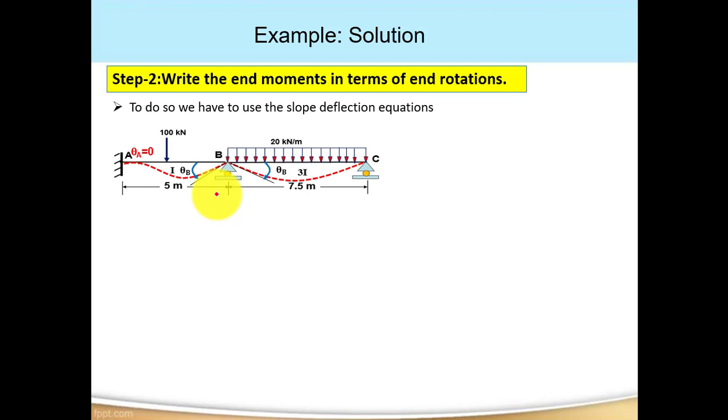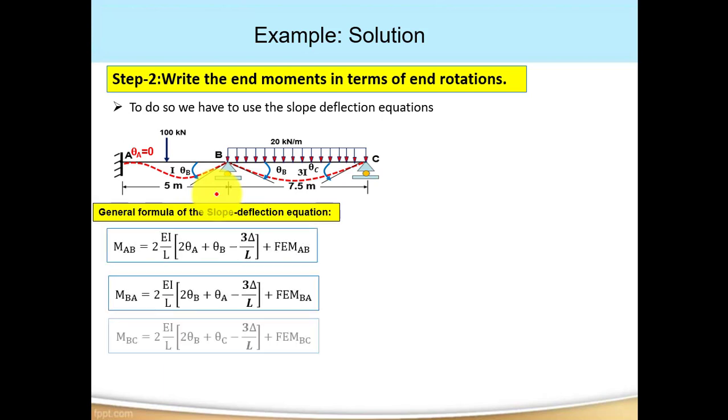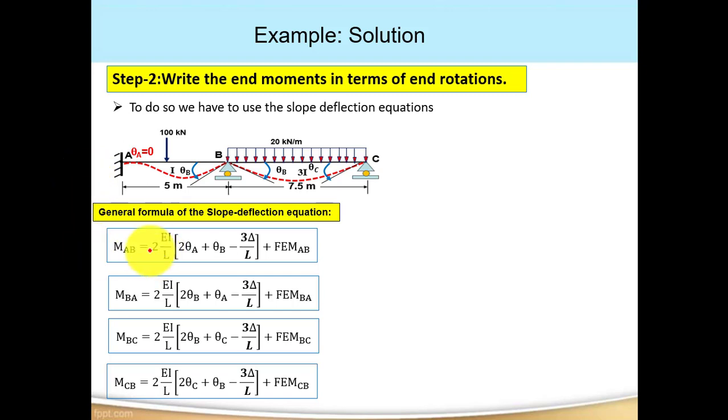This is theta B, and this is theta C. These are the unknown thetas. The general formula for the slope deflection equation is as follows. For example, the moment M_AB equals 2 times EI divided by the length of member AB, times 2 theta A plus theta B minus 3 delta divided by the length of member AB, plus the fixed end moment of AB.